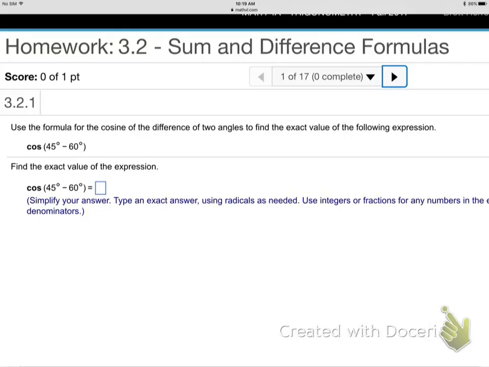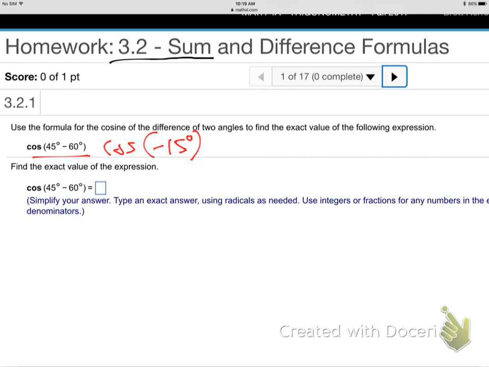Okay. So 3.2, sum and difference formulas. They're giving me the cosine of 45 minus 60. How are we going to do that? We could subtract those, and what is that, minus 15 degrees? Yeah, minus 15. Cosine of minus 15 degrees. Do you guys know the cosine of minus 15 degrees?